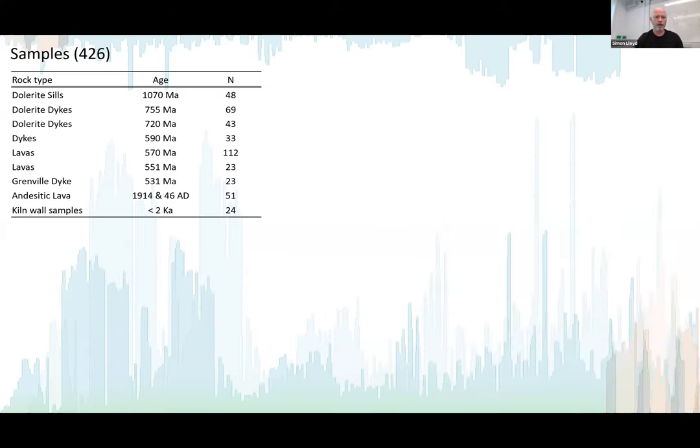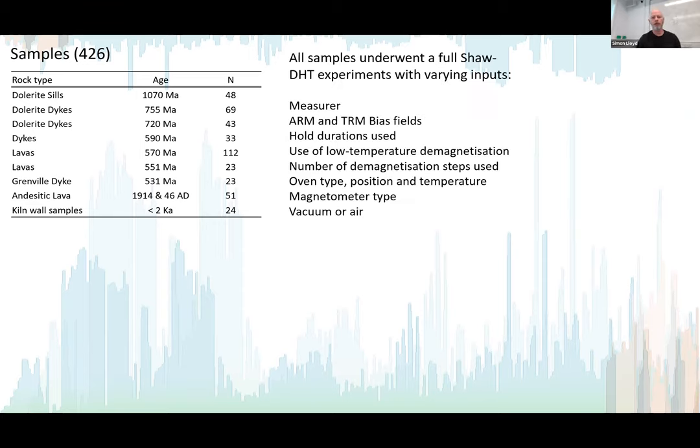So we took a large data set of mainly non-ideal, mainly Precambrian samples from lavas and dikes, but also some much younger samples. So we've got a large mixture of samples. And these all underwent a full Shaw double heating technique experiment, but with varying inputs. So everything from the bias fields that we used, whether we used low temperature demagnetization, the hold durations we used in the acquisition of the TRMs, or whether they were heated in vacuum or air. So again, a large mixture of conditions for this experiment.